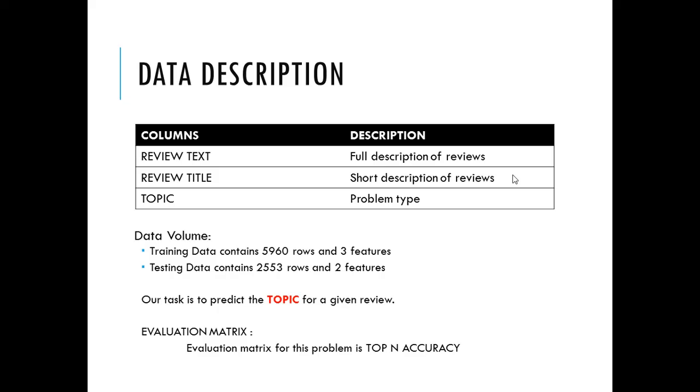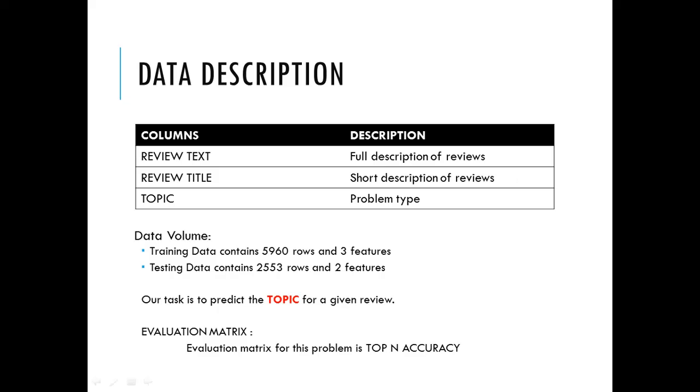Training data contains around 5,960 rows and 3 columns, and testing data contains around 2,553 rows and 2 columns. The data contains features like review text, review title, that represents the full and short description of the reviews, and our task is to predict the topic. The topic denotes the key areas where the improvement is required to make the customer happy.